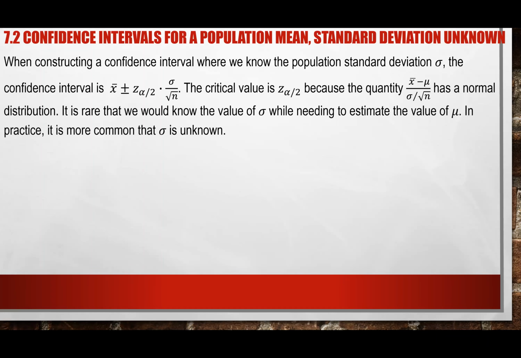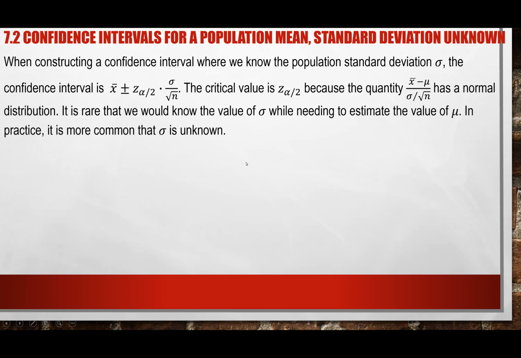Okay, so looking at this, this is what we did yesterday, where we construct a confidence interval when we know the population standard deviation, when we know the sigma. If we do know sigma, all we need to do is find the point estimator plus or minus a critical value, which is the z critical value, times the standard error, which is, again, sigma divided by square root of n.